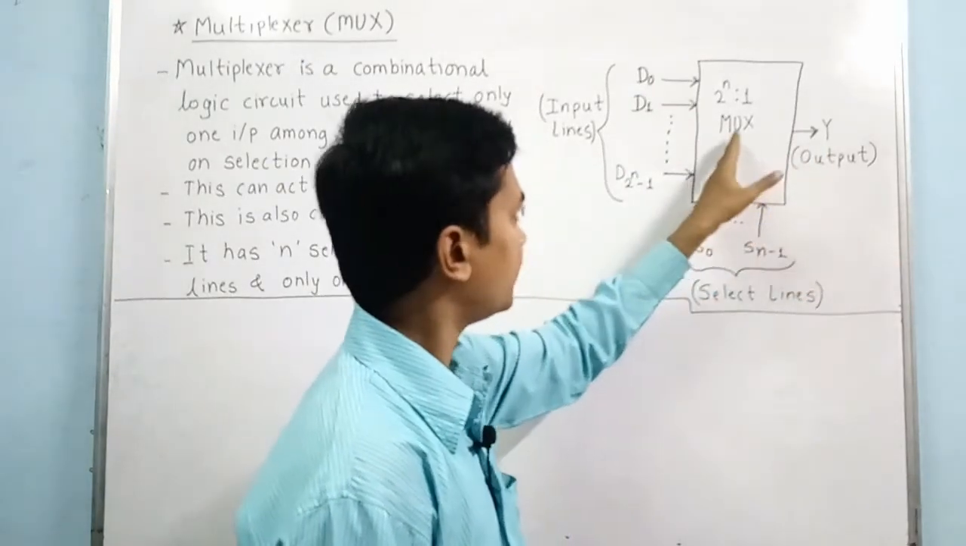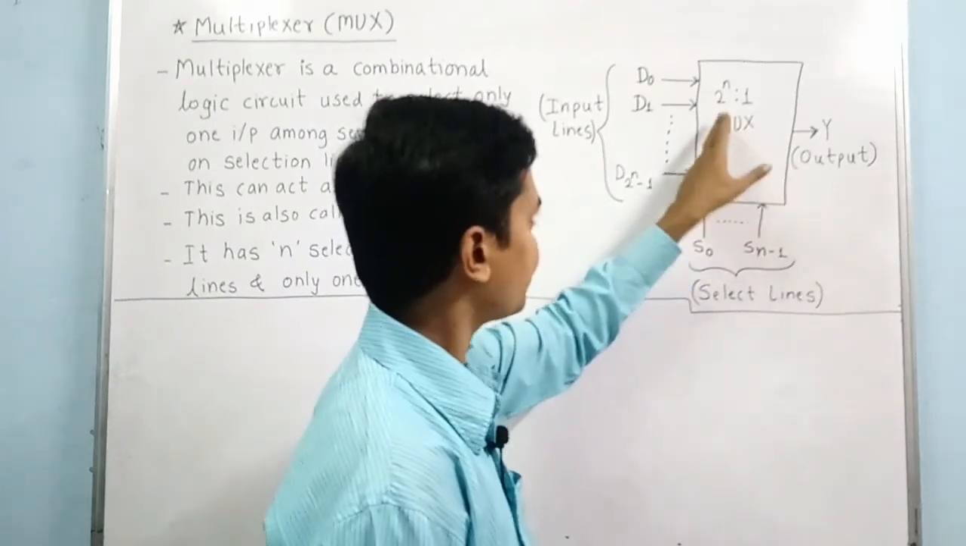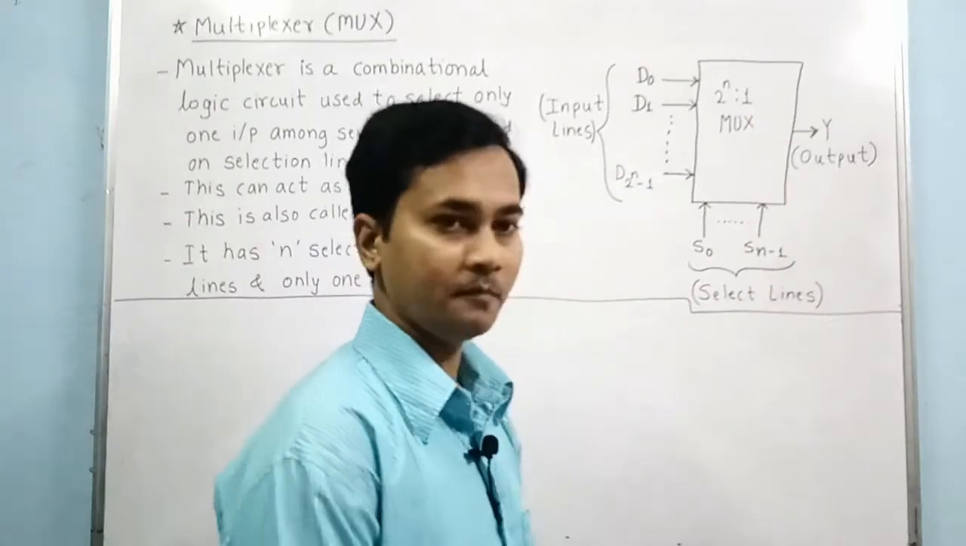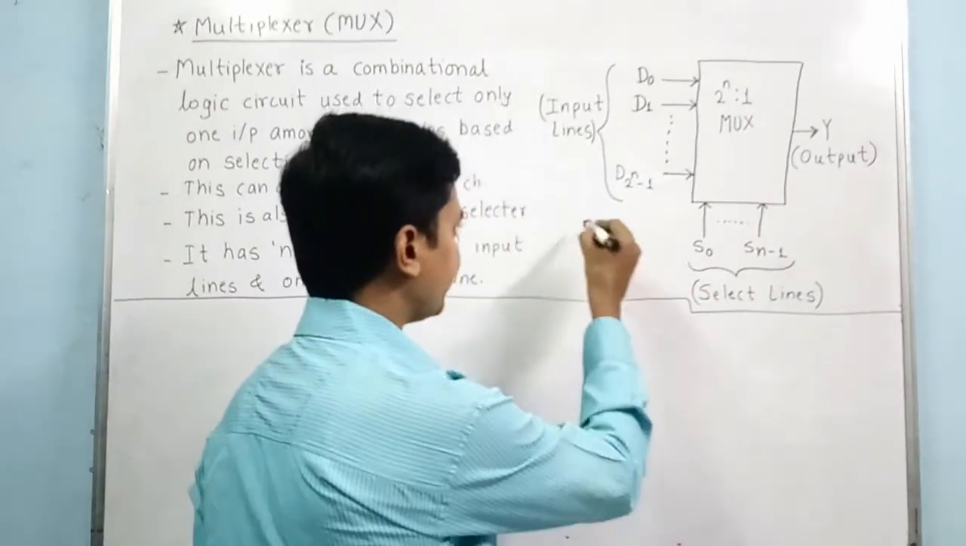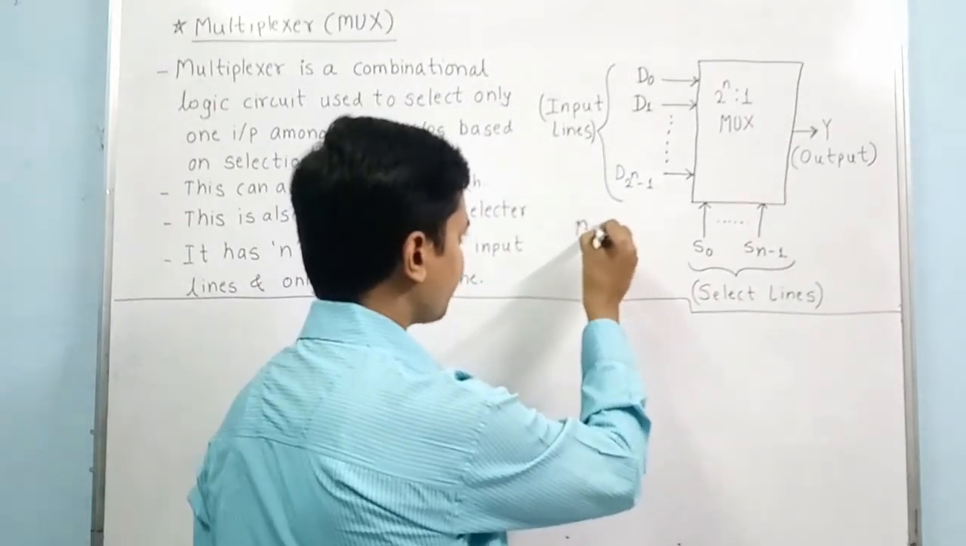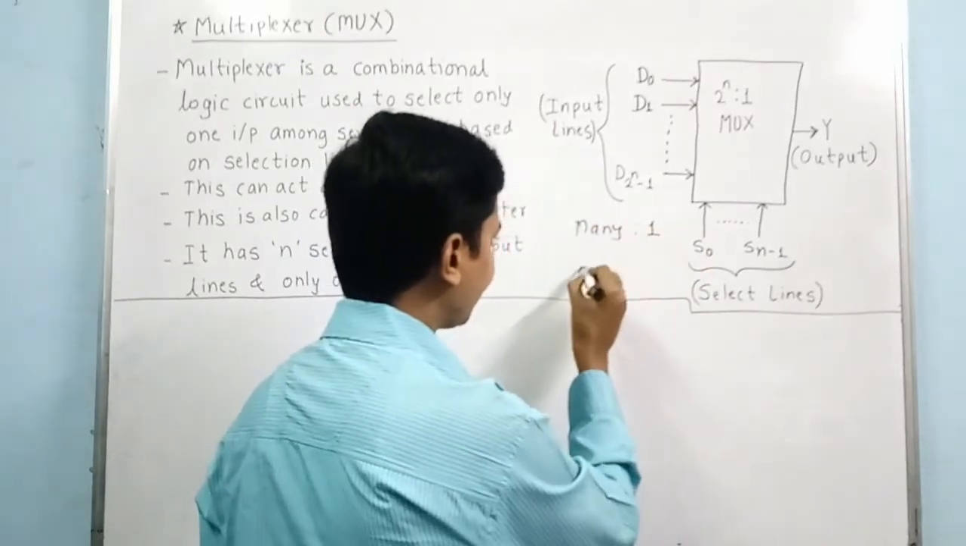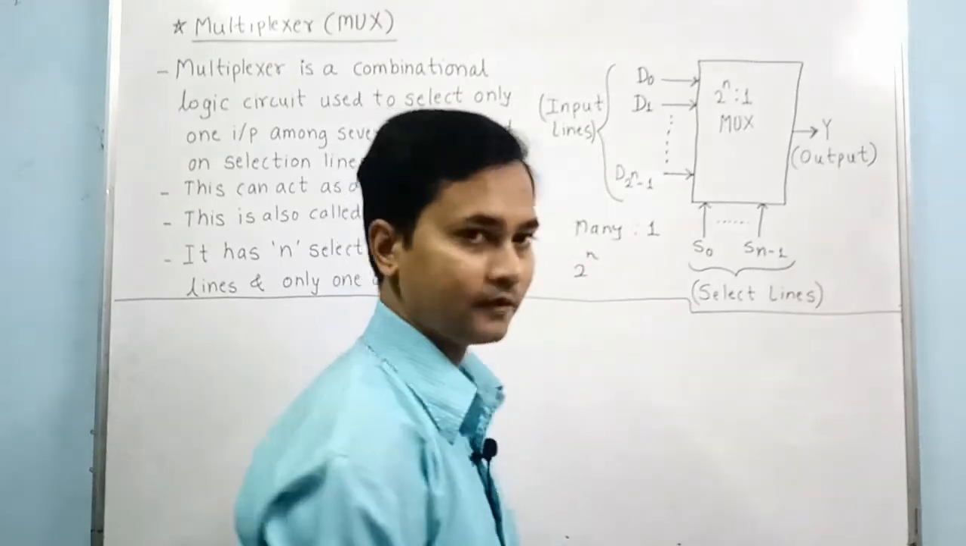So it is called a 2 raised to n to 1 multiplexer, or it is also called many to 1. So many means the number of inputs is many and output is always 1. So this many represents 2 raised to n number of inputs.